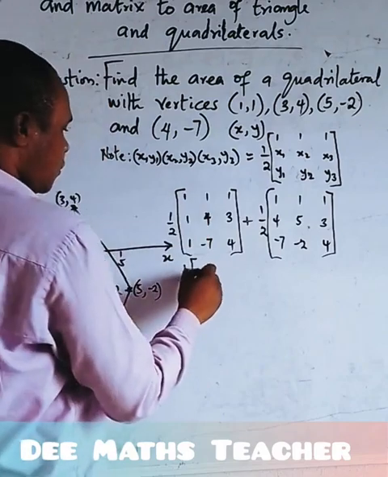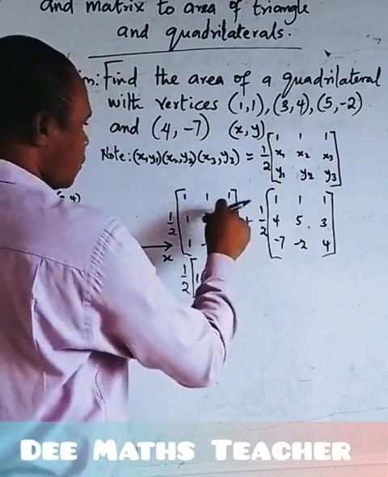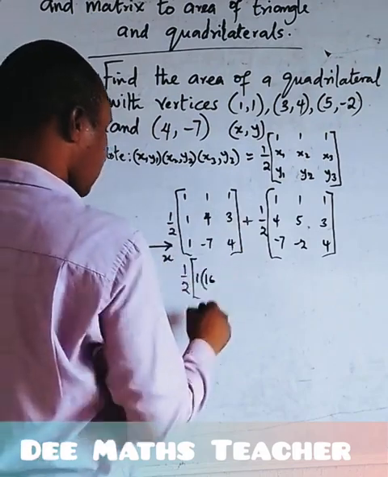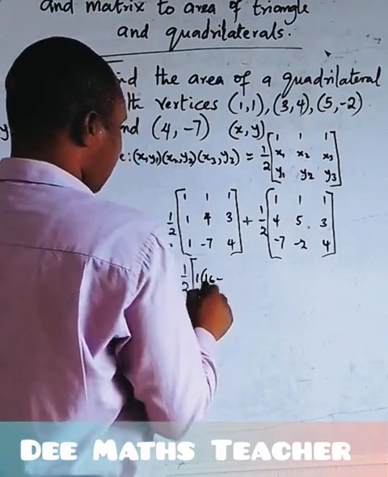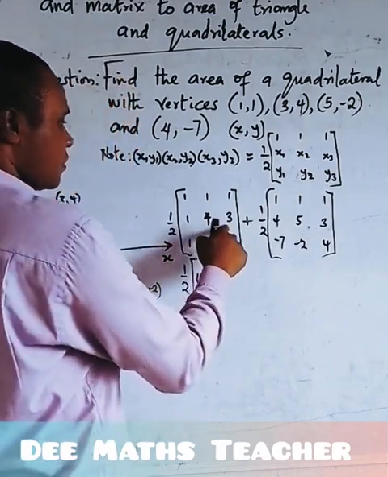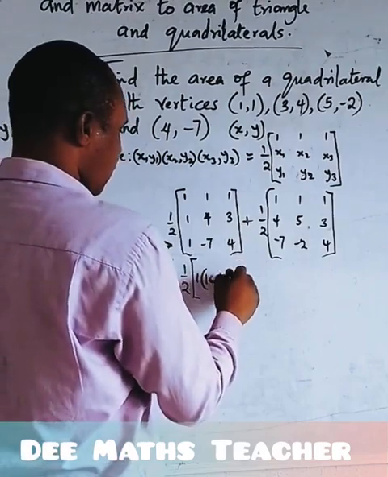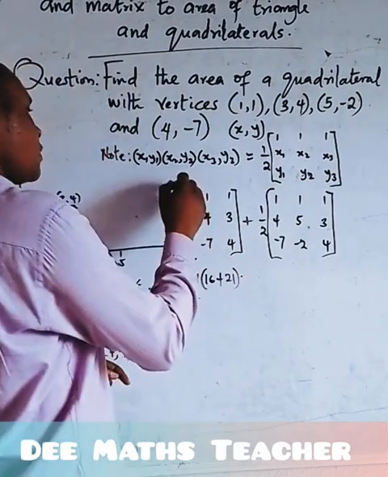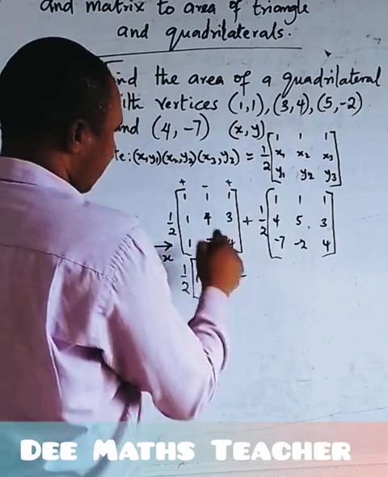Starting from here, this will be 1. Then we leave this column and this row. We form a 2 by 2 matrix from here. This will be 4 times 4, which is 16. Then minus 7 times 3 will give us minus 21. So this will become plus 21. Then please note that this is plus, minus, plus. So this will be minus 1.